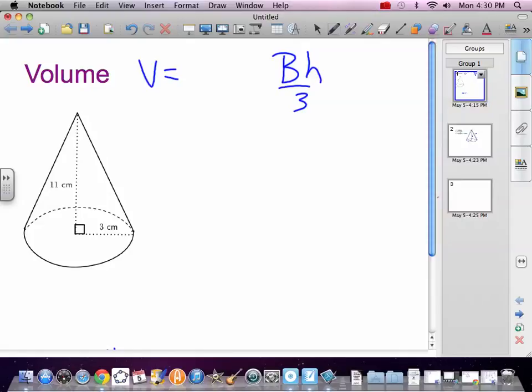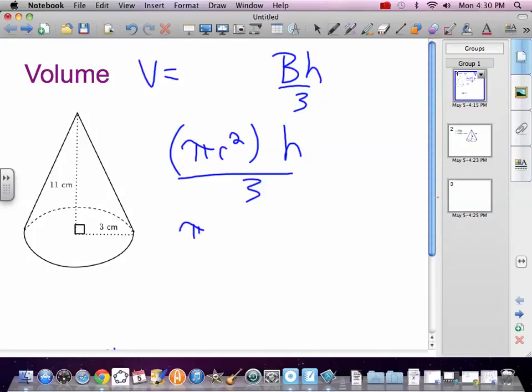So, area of the base. Well, the base is a circle, so pi r squared. We're going to multiply that by the height. Again, the height is a perpendicular distance, perpendicular from the base to either another base, if we were a cylinder, or to a peak, to the top. And then we divide by 3 because it's pointy.